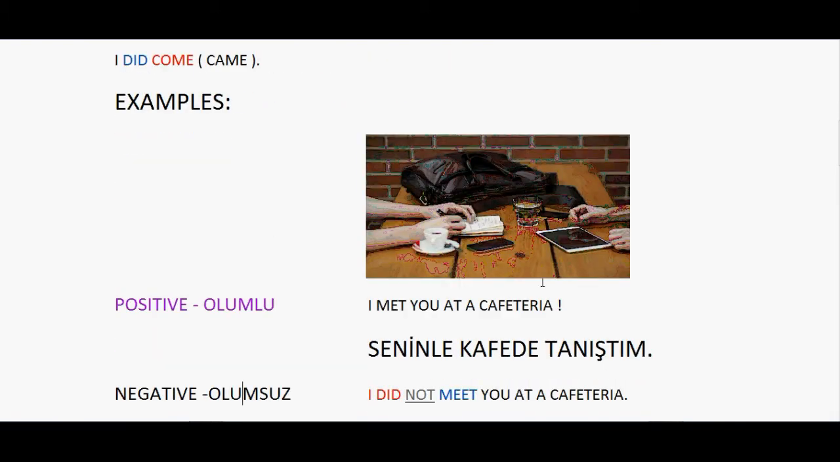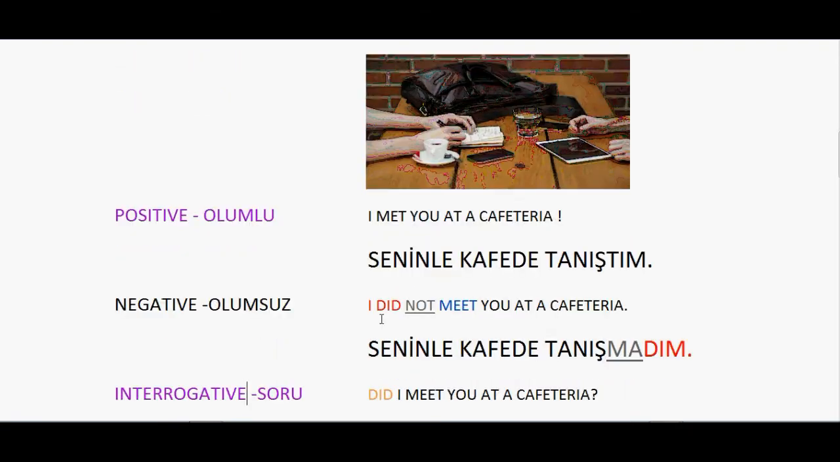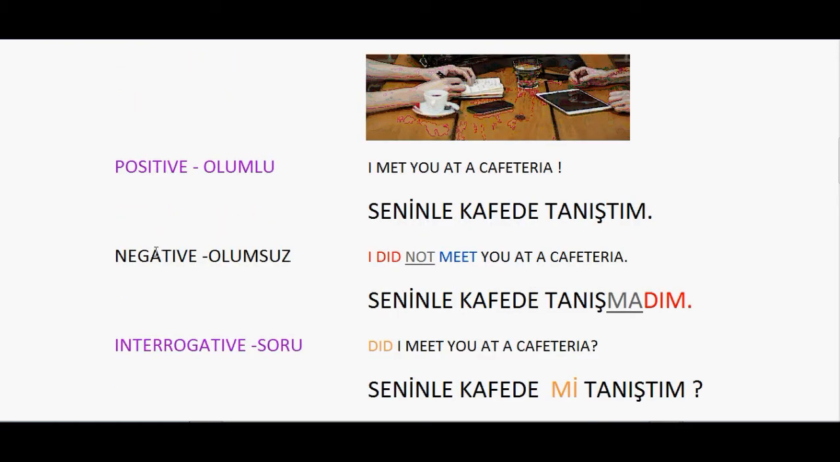As you see, there's a picture which shows two people getting together in a cafeteria. All right, so our examples will be about this. And as you see here on the left, there are positive, negative, and interrogative forms of sentences. Positive in Turkish we say olumlu, negative, olumsuz, and interrogative form, or you can say question form, is soru. Okay, let's see our first example.